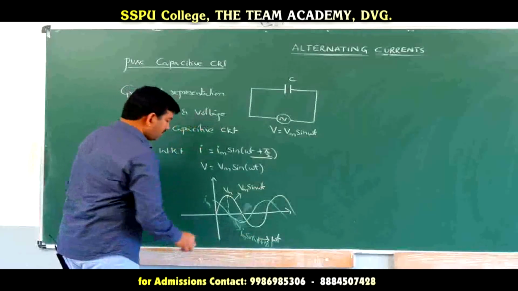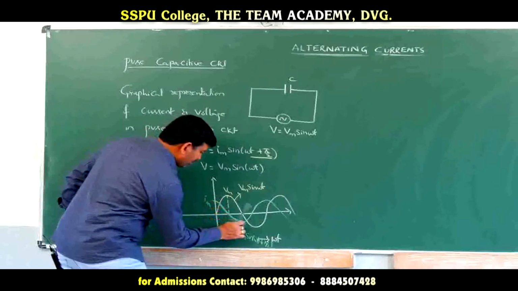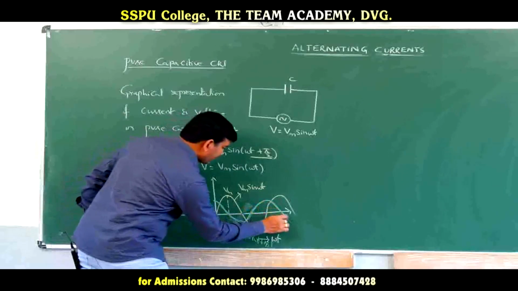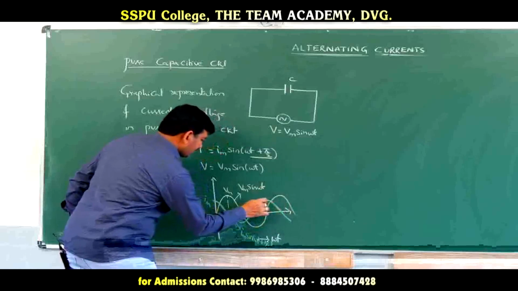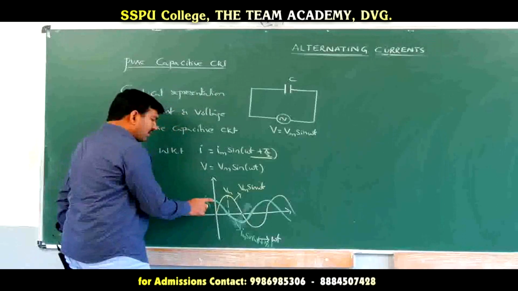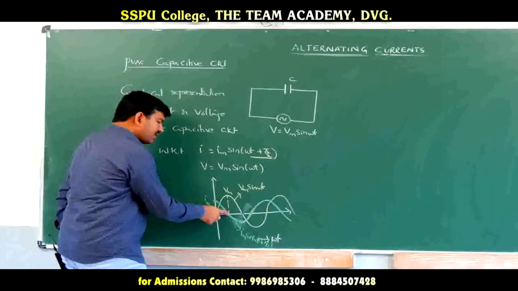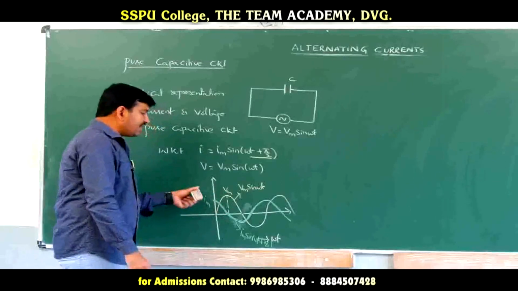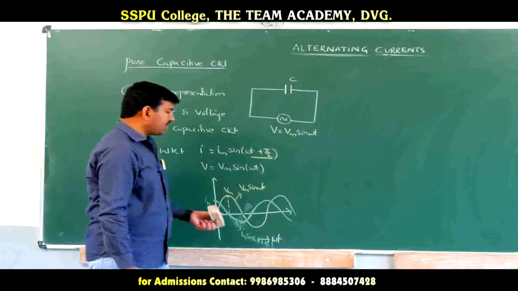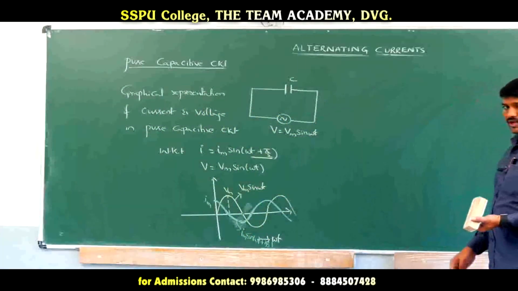Is it clear or not? So this is also a function, a cosinoidal graph like this. But what is the difference between the two? When voltage is 0, current is maximum, and when voltage is maximum, current is 0. Here current is leading the voltage. This is the graphical representation for voltage and current in the case of a pure capacitive circuit.